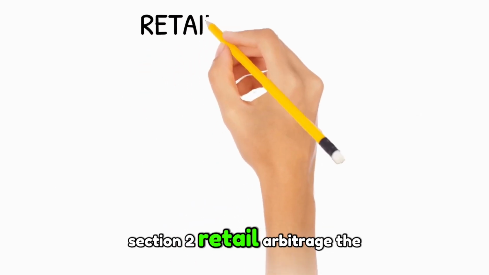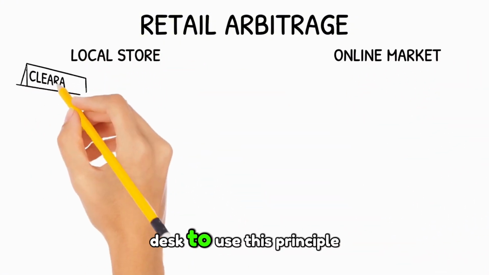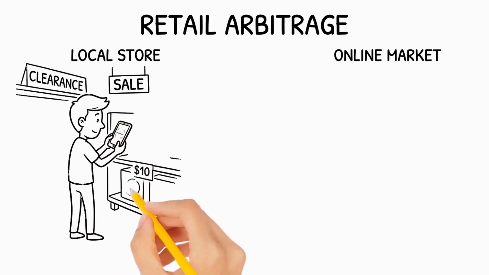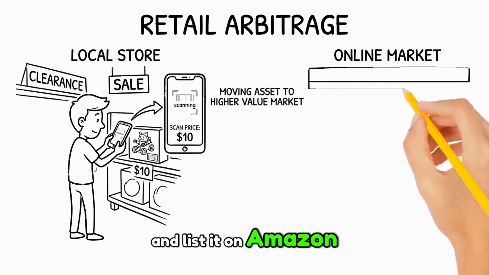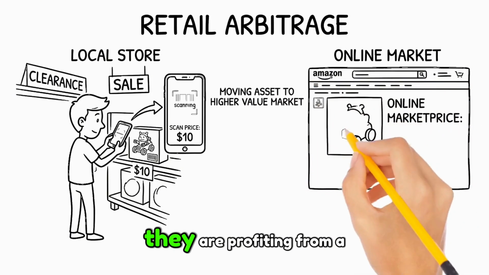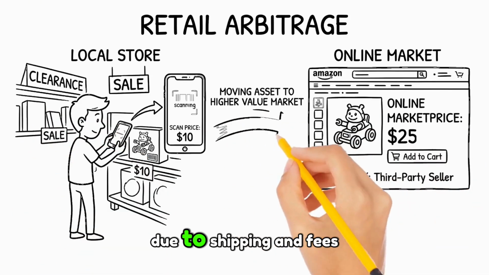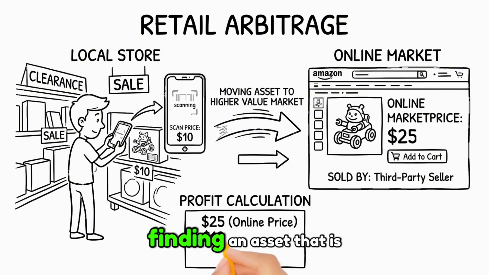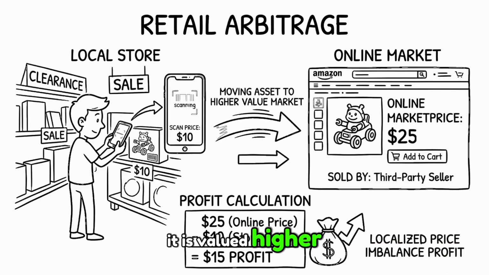Section 2. Retail arbitrage, the everyday version. You don't need a Wall Street desk to use this principle. Thousands of people practice retail arbitrage every day. They go to a local clearance aisle, find a toy for $10, and list it on Amazon for $25 because that is the market price online. They are profiting from a localized price imbalance. While this isn't risk-free due to shipping and fees, it follows the exact same logic as the big banks. Finding an asset that is mispriced in one location and moving it to where it is valued higher.